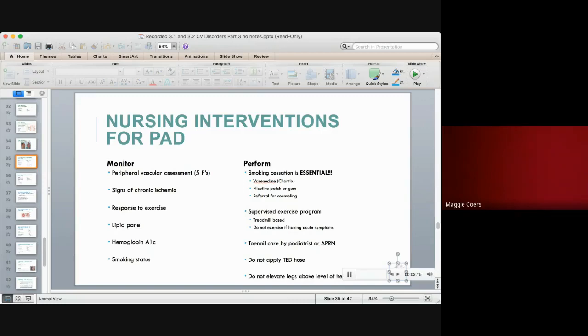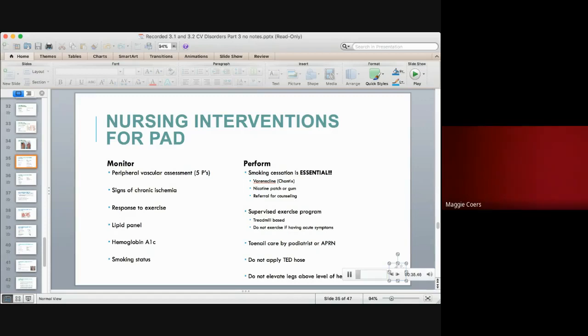All right, so nursing interventions for peripheral artery disease. Again, monitor, perform, and then teach. We monitor the 5 Ps. It's very important to make sure that blood is still circulating to those tissues, somewhat. It may be diminished, but we want to make sure that the blood flow is maintained and not diminished further.